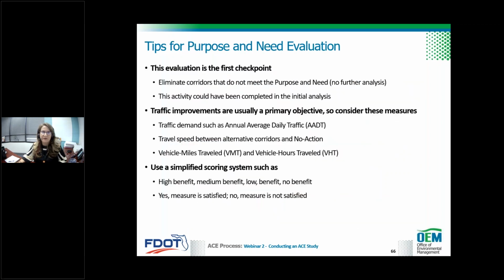So to summarize, for purpose and need, you can always eliminate based on those corridors that do not meet the purpose and need. That may have already been done. Traffic is usually a driver for purpose and need, so it's important to select the appropriate criteria and make sure you scope your study with enough data and analysis to support it. And finally, when it comes to scoring, you don't need to get crazy, just keep it simple. Next slide.